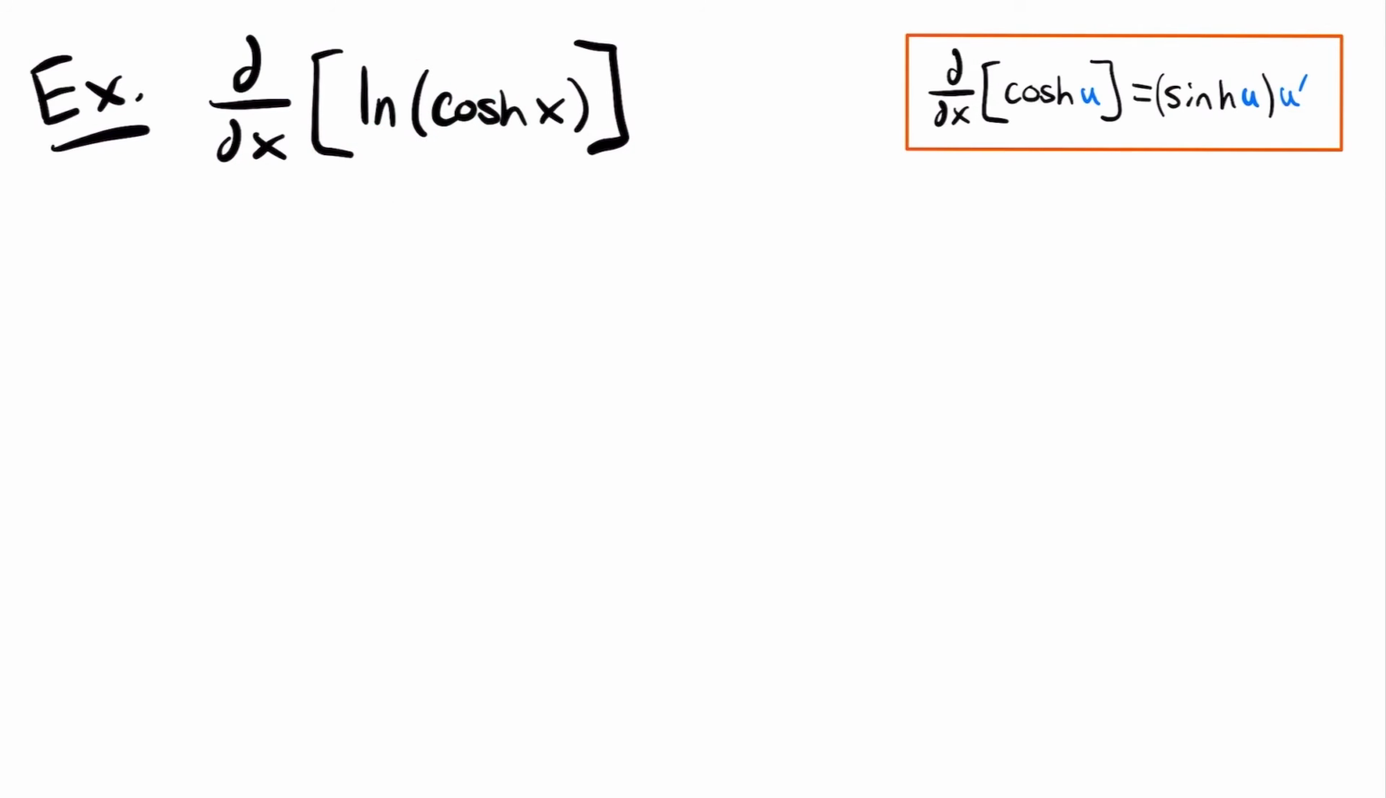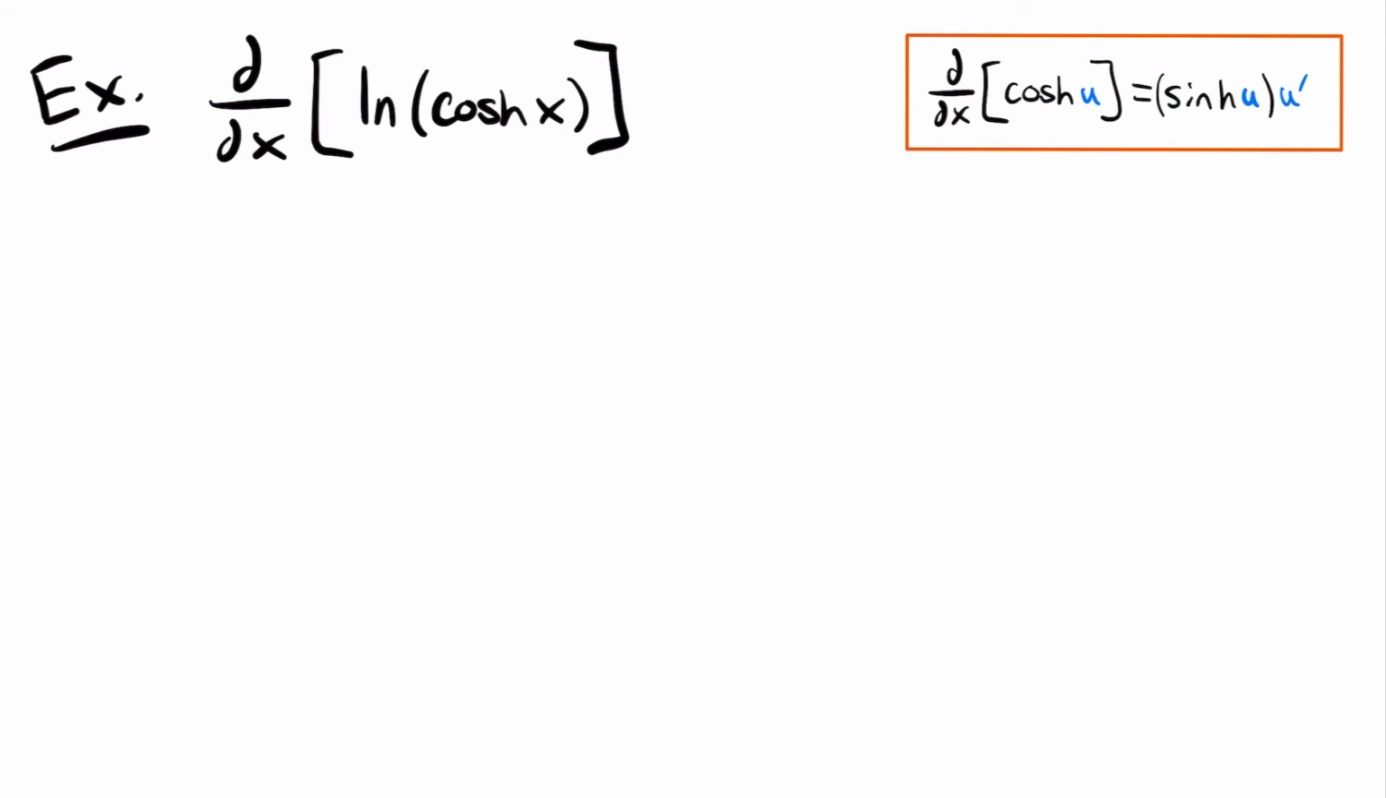Next, we want to find the derivative of the natural log of hyperbolic cosine of x. And for this derivative, we are going to need to know the derivative rule for the hyperbolic cosine function. And we have that that is equal to hyperbolic sine of u, or whatever function is inside the hyperbolic cosine function, times the derivative of that inside function. However, before we use that rule, notice that our function here is the natural log of the hyperbolic cosine function, right? The hyperbolic cosine function is inside the natural log function. And so we're going to need to use the chain rule for the natural log function.